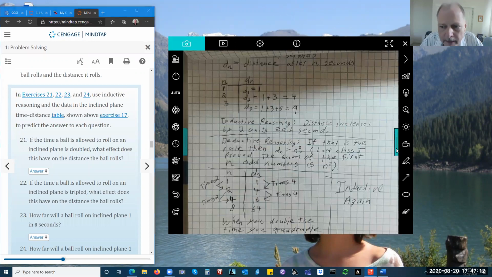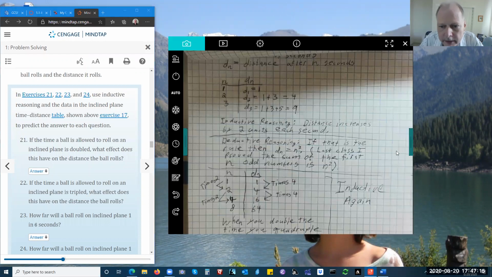Okay. Now there are 2 different approaches that we could go with to address what happens when you double the total rolling time. Inductive approach, just make a table. If the time is going 1, 2, 4, 8, the distances are 1, 4, 16, you quadruple. You're with the argument up to there. Inductively, you see why you think when you double the time, you quadruple the distance.